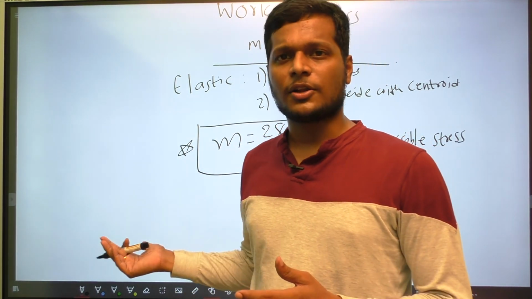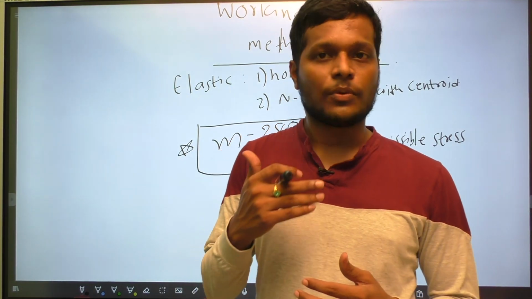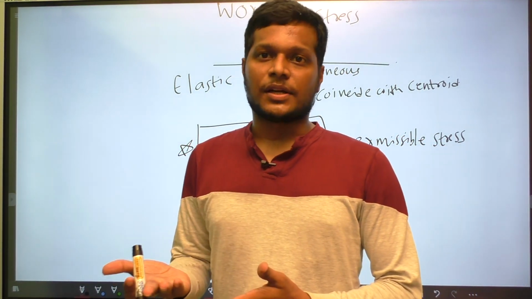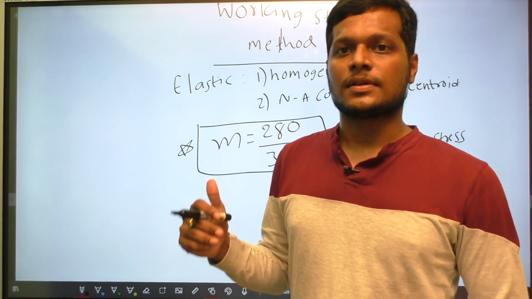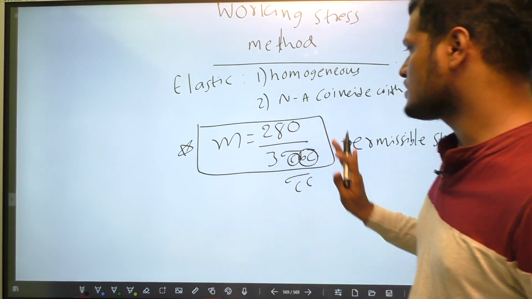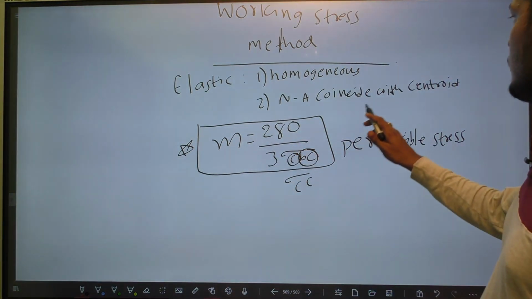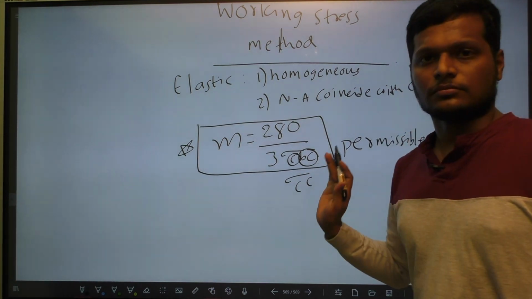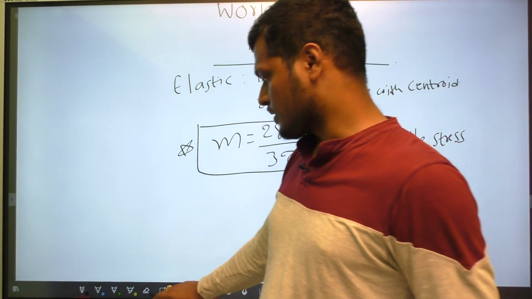So we are not using this, and many examinations do not ask questions on it, but since some state governments and SSC JE ask it, I made this basic video. One important thing: the neutral axis will coincide with the centroid, and the section is homogeneous. These are the important things we have to know for this derivation.